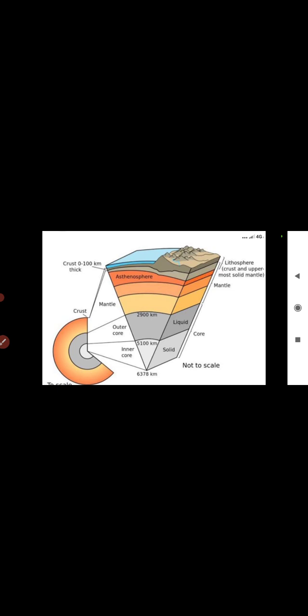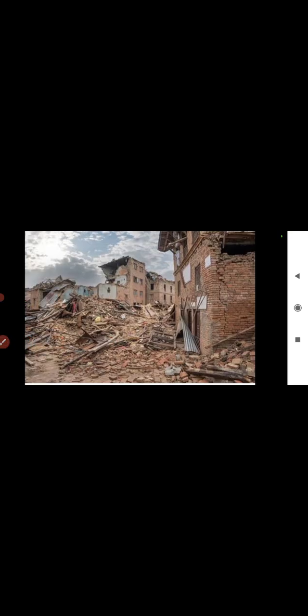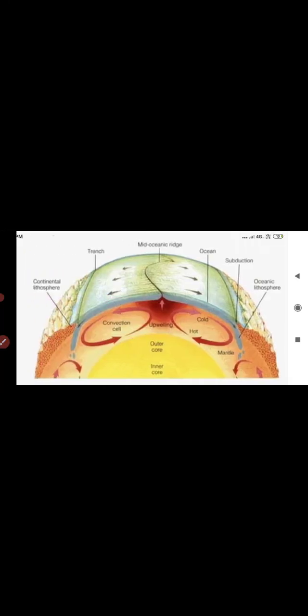Now there is the entry of a new character, and that is none other than Arthur Holmes. So who was he? Arthur Holmes was an English geologist, and he gave the convection current theory. So what is this theory? He said that beneath the lithosphere, in the mantle, there must be formation of convection cells. Now you'll be thinking, what is a convection cell? A convection cell is none other than molten rocks moving like a cell.